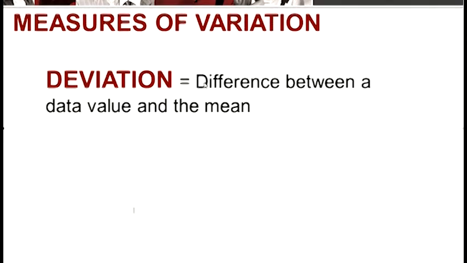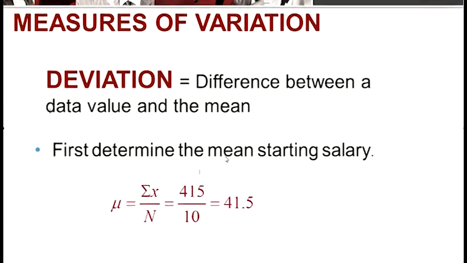Now, deviation is the difference between a certain data value and the mean. So first, you would have to determine a mean for your set of data. For the starting salaries that I had up here a minute ago, the sum of all those values was 415. Divide that by the 10 values, and that gives us a mean of 41.5. So add them all up and divide by however many there are.